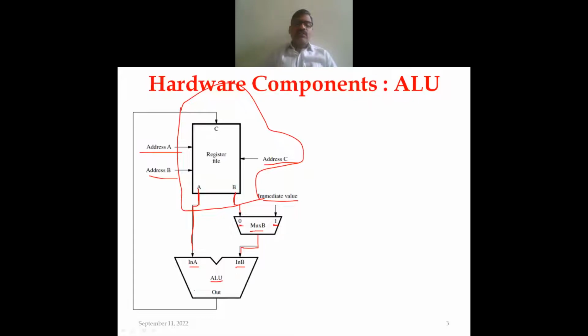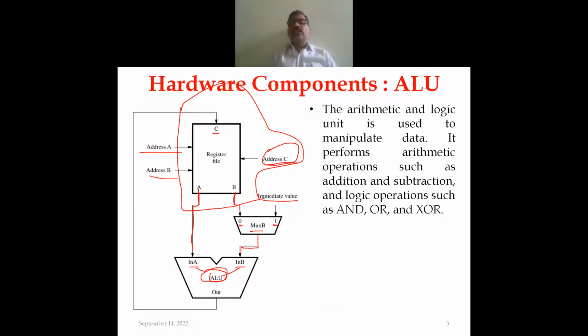Then the arithmetic logic operation is carried out in this unit, and whatever output the ALU generates by taking the inputs in A and in B will be given as input C to the register, so that we store that output value at address C. This is how we are connecting these components.